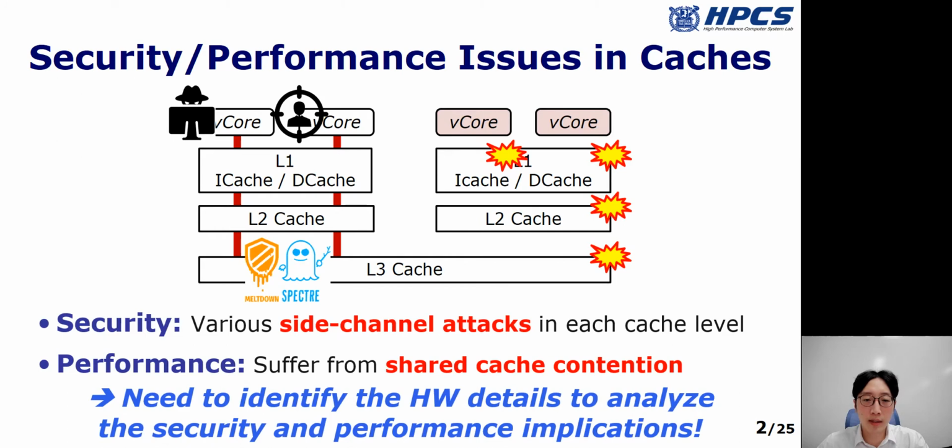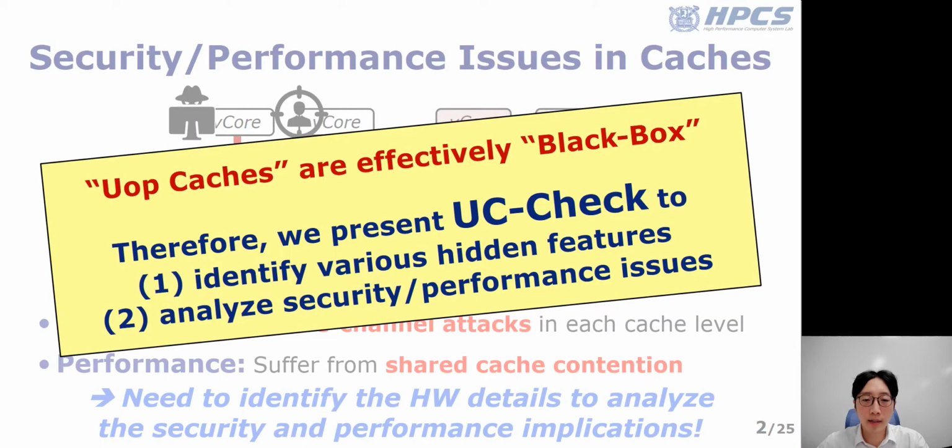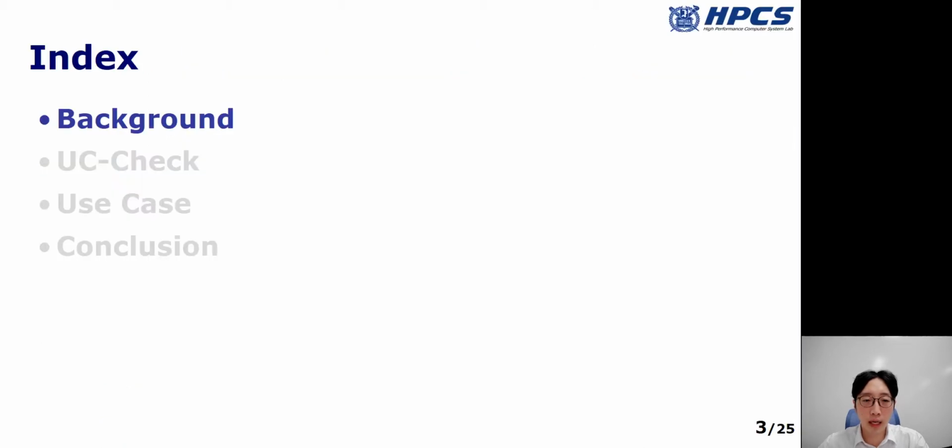To analyze these security and performance issues in CPU caches, we have to understand their microarchitecture details. However, as I explained earlier, microop cache is basically a black box system. Therefore, to analyze its security and performance implications, we propose UC check to extract the microop cache's hidden details and analyze its security and performance implications. Now I will introduce the background before moving on to our framework.